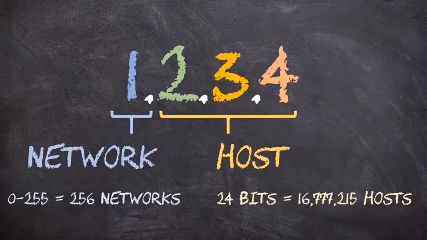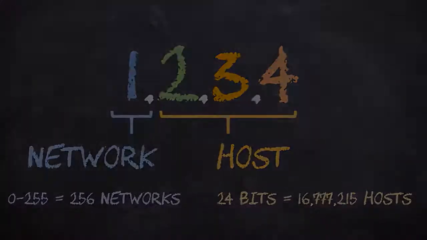This sounds a little unbalanced, but in the beginning the internet was not international and there were only a few organizations using it. But as the internet started to grow, it became obvious that this wouldn't work for very long. 255 networks just wasn't enough.